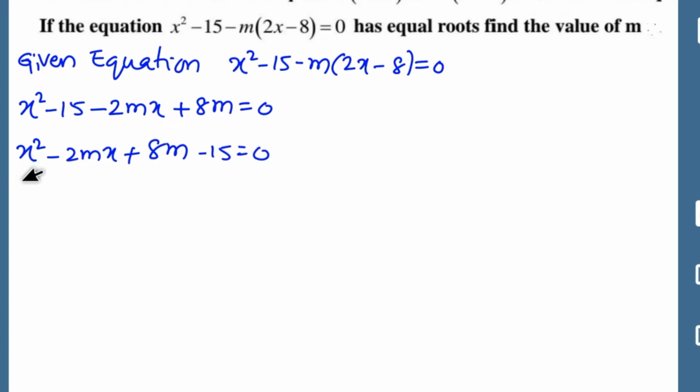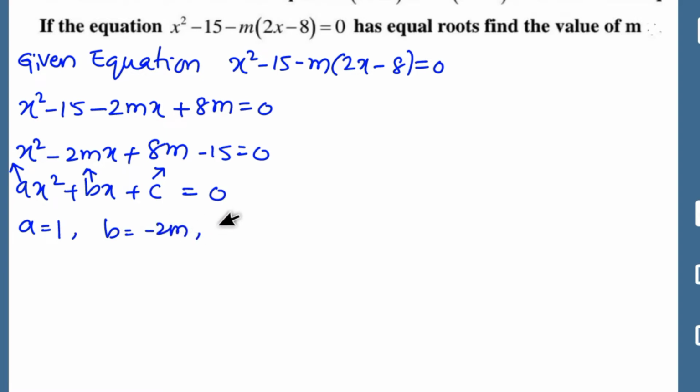So now compare with ax square plus bx plus c equals 0. The x square coefficient is a, the x coefficient is b, and the remaining constant is c. So what is the value of a? a equals 1, b equals minus 2m, c equals 8m minus 15. What is given? The equation has equal roots. This is important. The equation has equal roots.